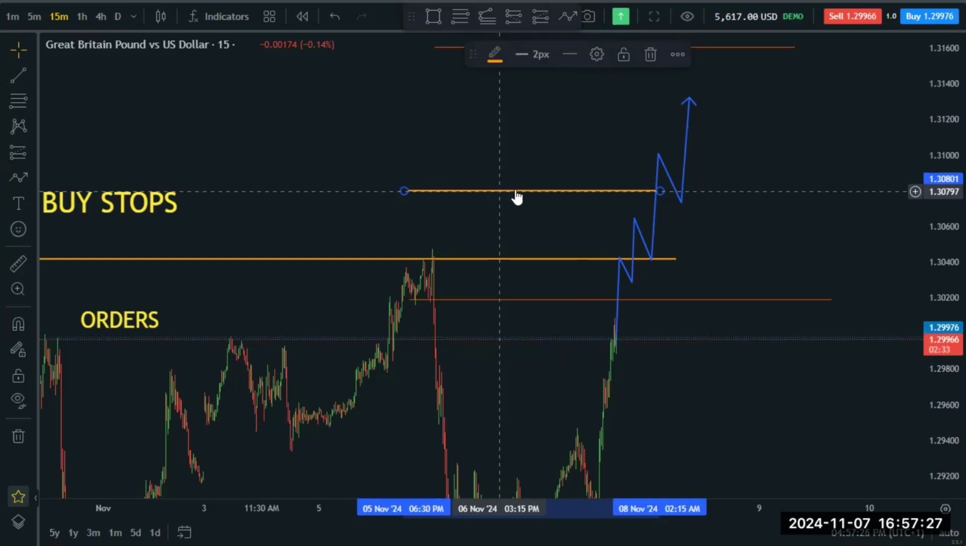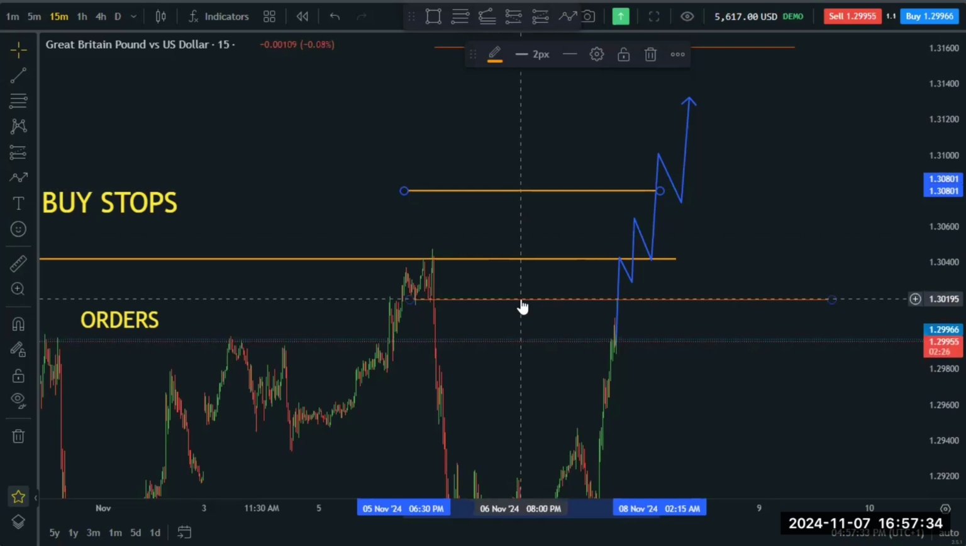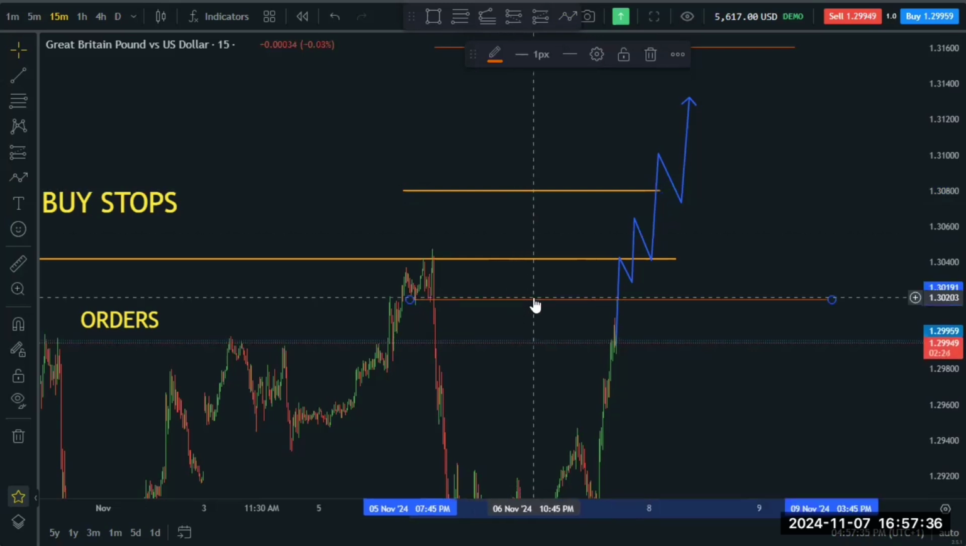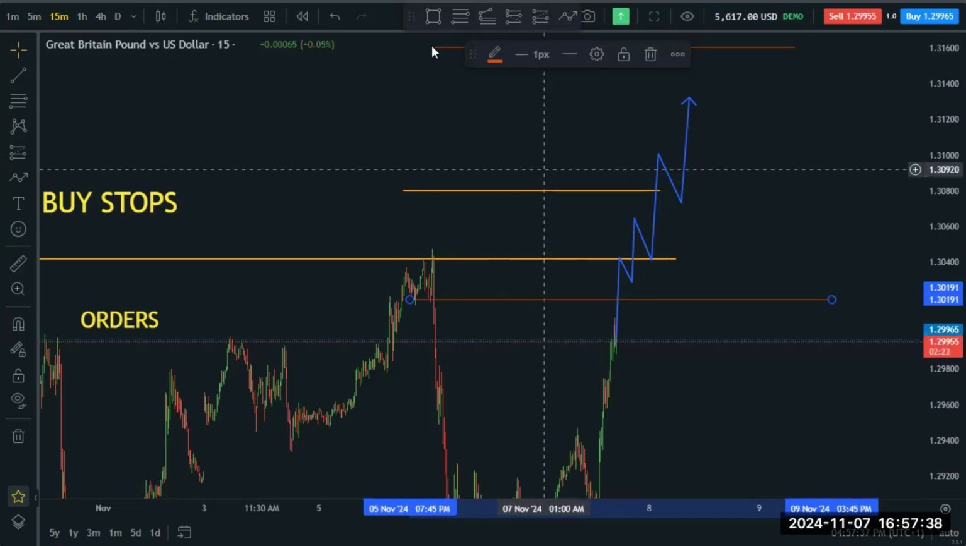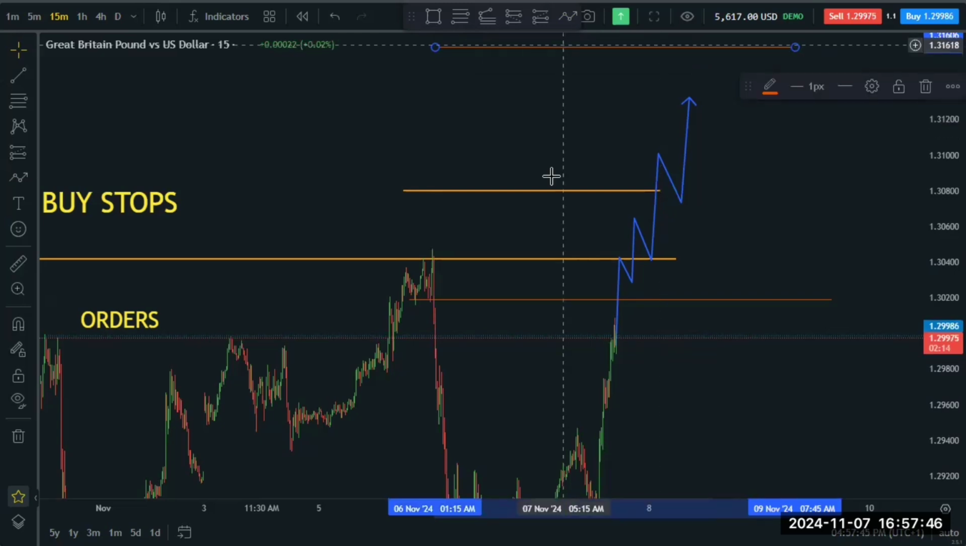So once we enter 1.308, our stop loss will now be activated as well. So here where we set the stop loss, 1.302 will be activated, and our level of take profit around here, 1.316 as well, will be activated. Okay, that is what it is.